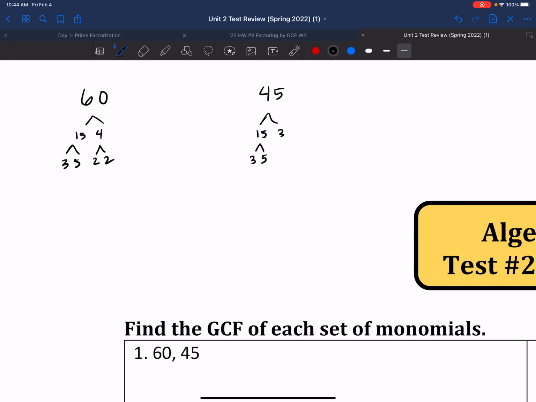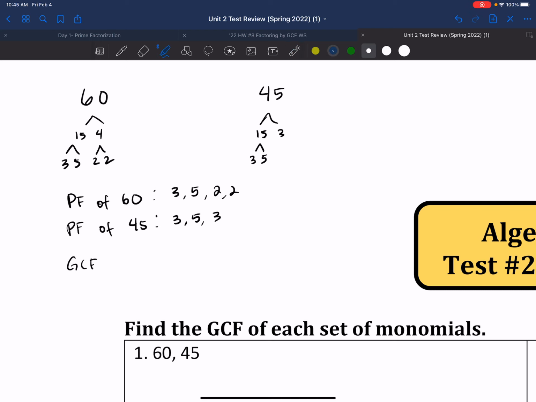Now I'm going to write my prime factors of 60 and my prime factors of 45. For 60, I can only list out the numbers that are prime: 3, 5, 2, and 2. Then for 45, I have 3, 5, and just the 3. Now I'm going to find the greatest common factor, and remember, when we have something in common, they're going to go in this part, separated by a multiplication sign.